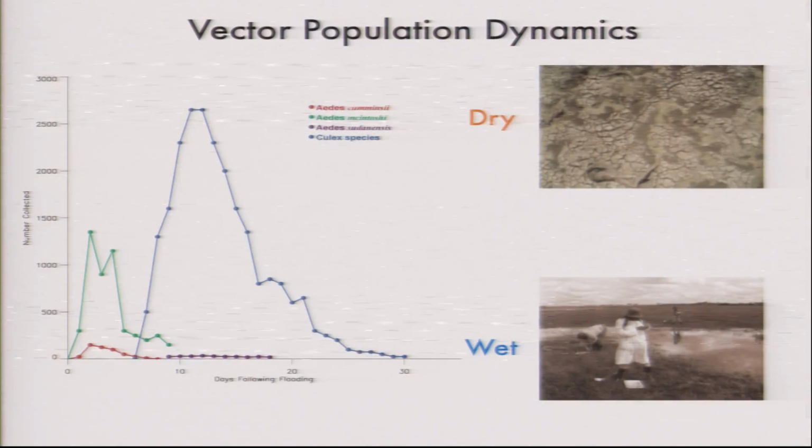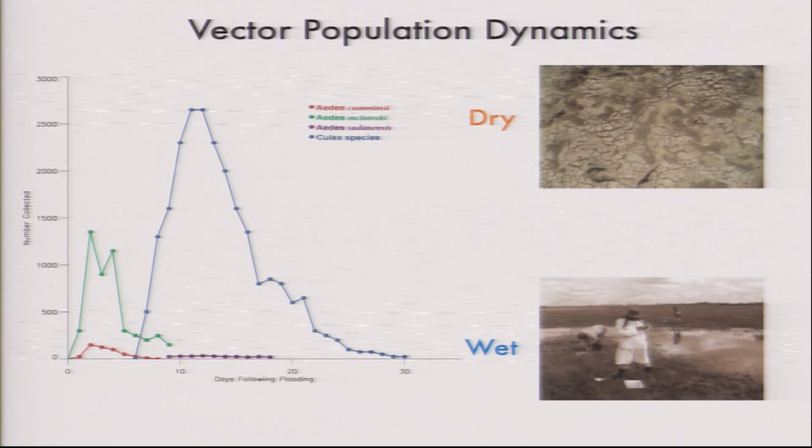Now, how do we capture this in terms of employing this into a model? The first critical component, you have to understand the behavior of the vectors that are infected with the virus. And these are primarily Aedes and Culex species.